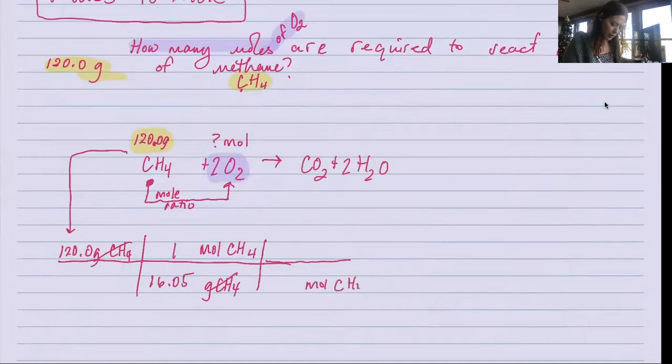Now that I'm at moles of methane, I can use my mole ratio from what I'm given to what I'm asked for, and my question mark is over oxygen. So I will go to oxygen. And this is a 1:2 ratio. I now have moles of oxygen. So I'm going to get my answer, which is 120 times 2 divided by 16.05 equals 14.95. 14.95 what? Moles of oxygen will react.